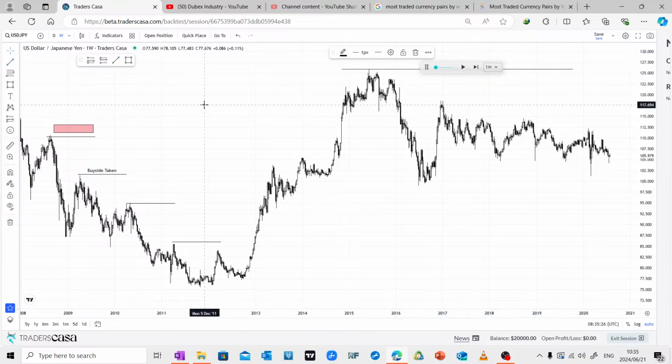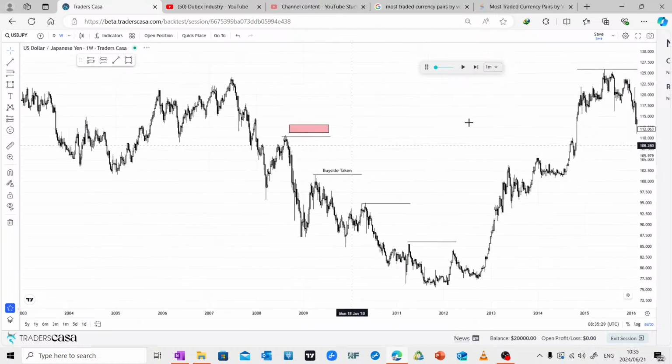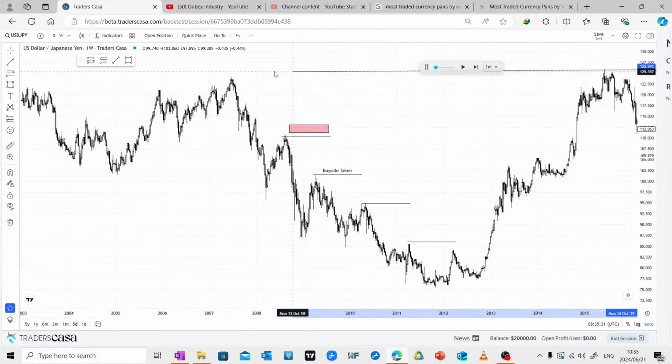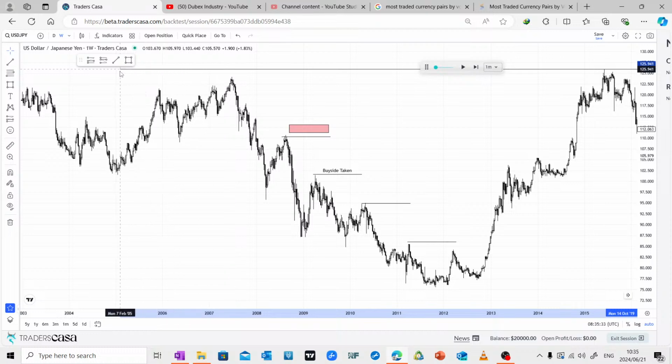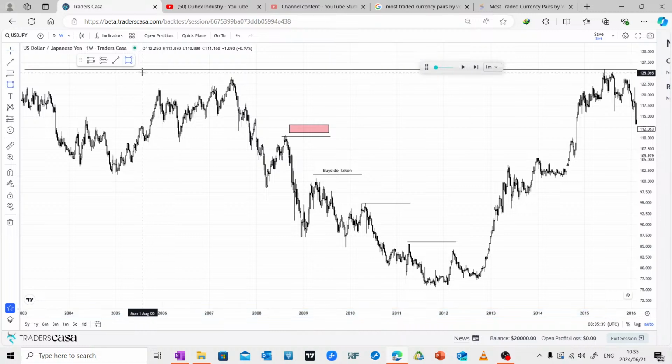Right? And let's confirm to the left. Did it take out the buy side that was resting at the top there? No, it didn't. So we can clearly see that these are uncharted lands, right? We have never reached these highs before.